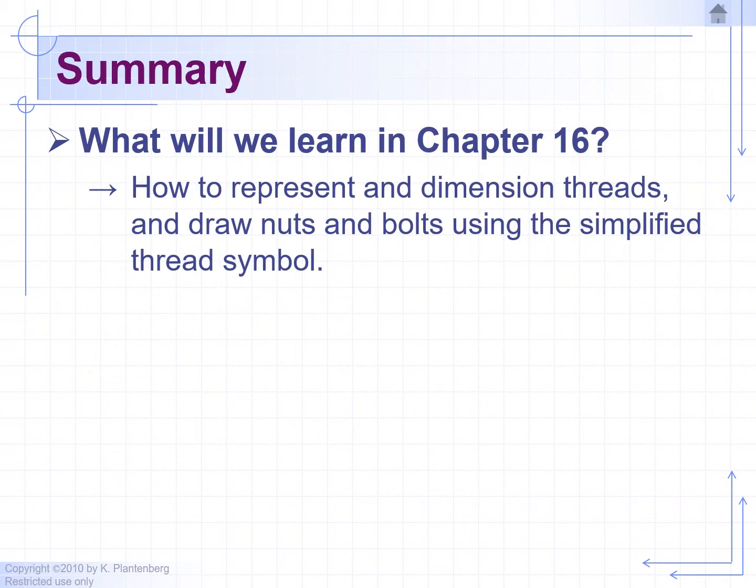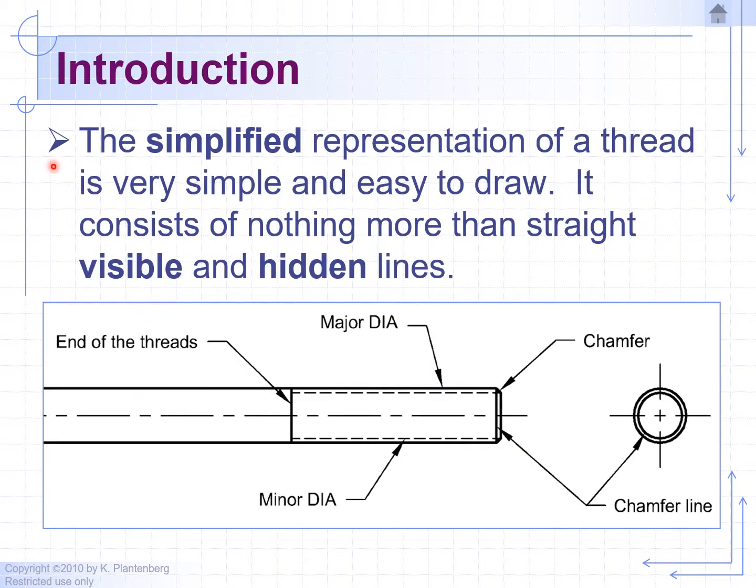What will we learn in Chapter 16? How to represent and dimension threads and draw nuts and bolts using the simplified thread symbol. The simplified representation of a thread is very simple and easy to draw. It consists of nothing more than straight, visible, and hidden lines. So this is the simplified version.